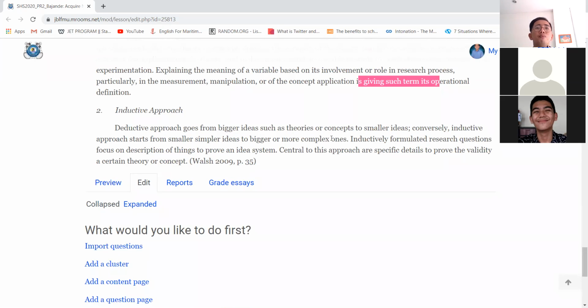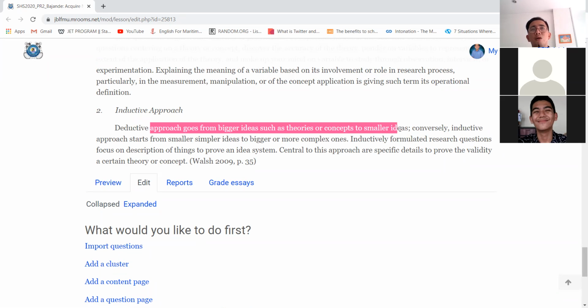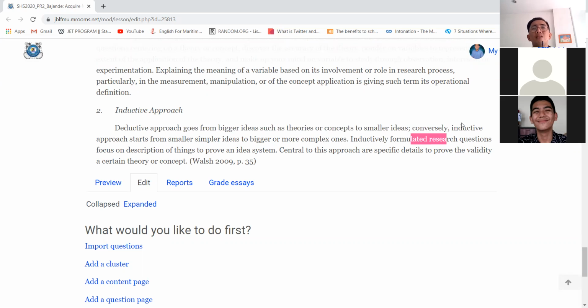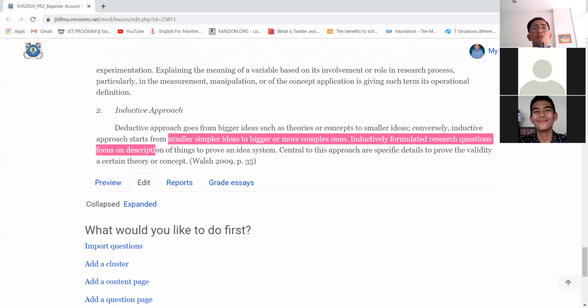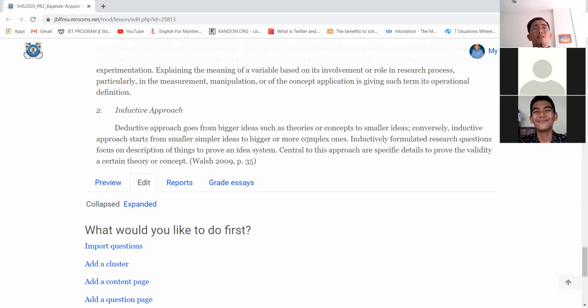Next, the inductive approach is from specific to general. Okay? The deductive approach goes from bigger ideas such as theories or concepts to smaller ideas. Okay? Conversely, the inductive approach starts from smaller, simpler ideas to bigger or more complex ones. Did I say it correctly?